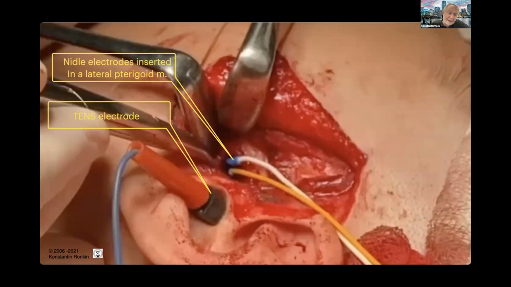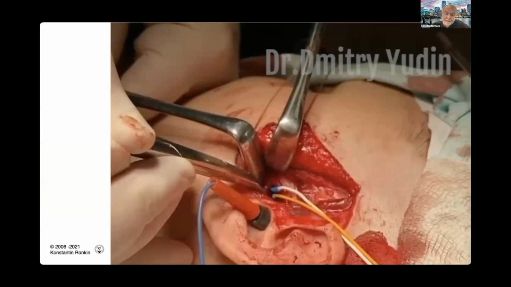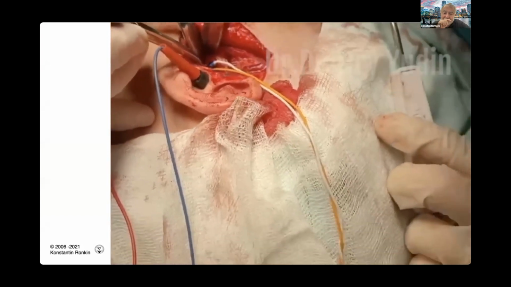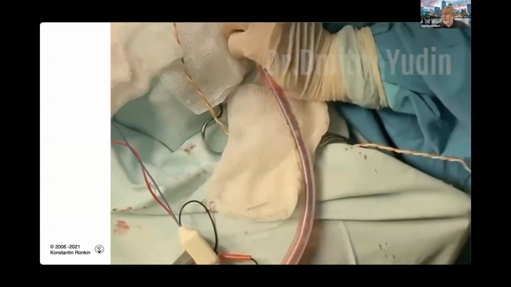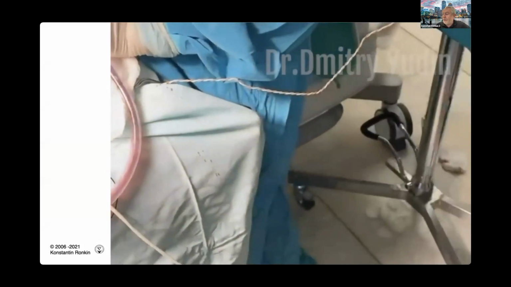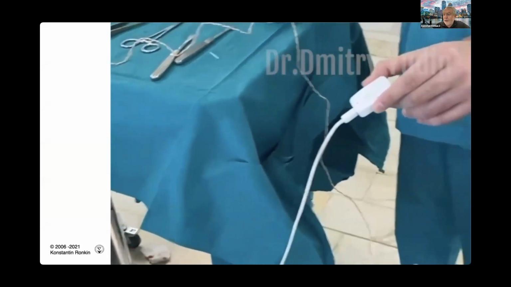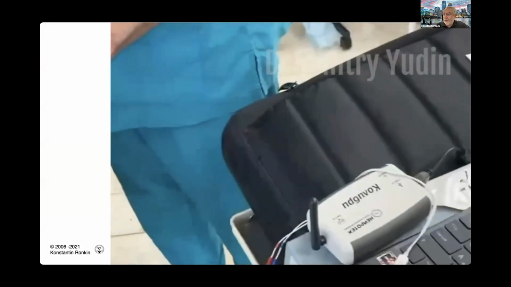And this is another TENS electrode put inside the ear canal. And another electrode, you can see in these pictures, behind the ear. But look how this works. You can see how this muscle contracts, and then we did electromyography and you can see the contraction of the muscles.